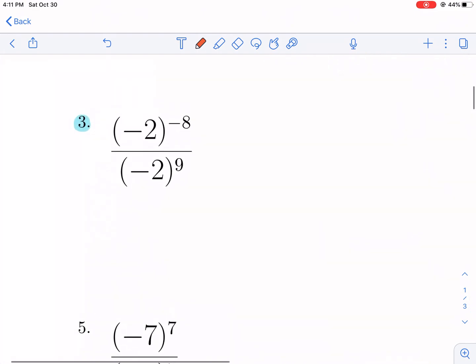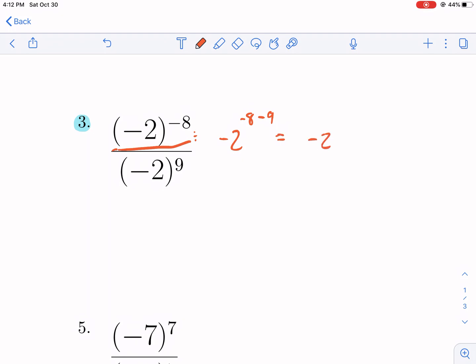Let's go on to another negative exponent problem. Here we have negative 2, taking a negative 8 power, and then we can subtract because we're dividing, as I said before, by 9. This time we're subtracting by 9 and not by negative 9. So we're going to get something a little bit different.